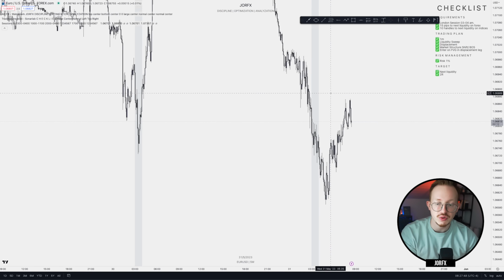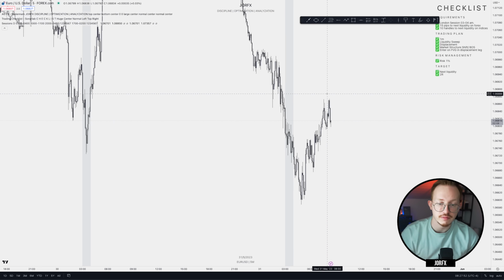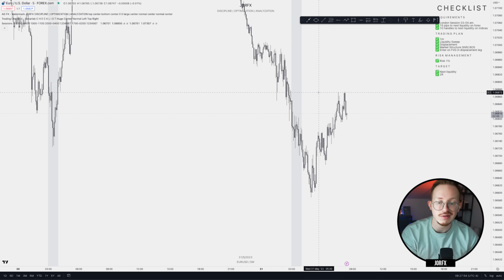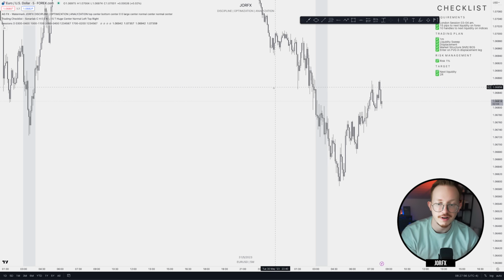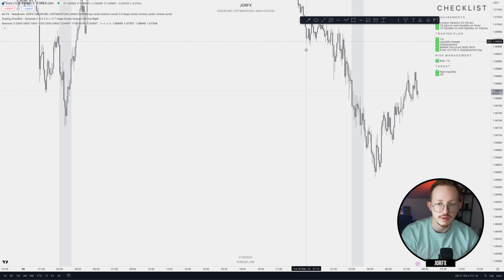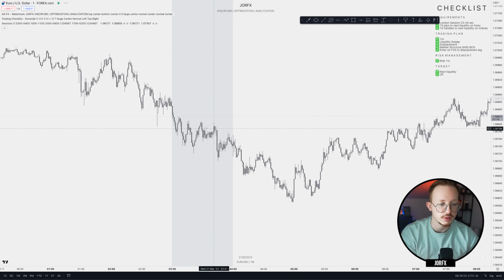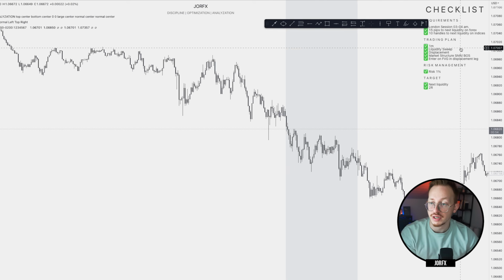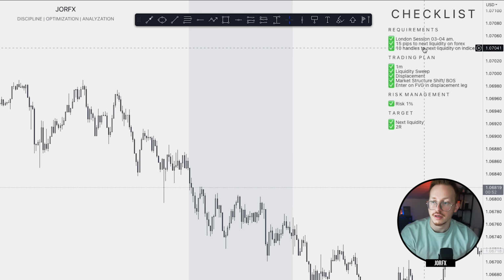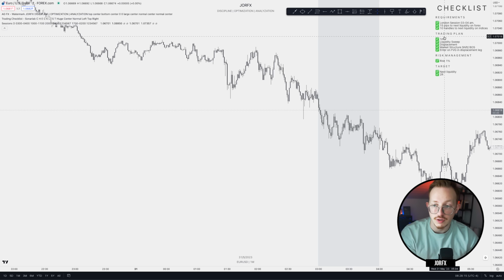We are on Euro USD right now and this is the price action from today. Let's see if we can get a Silver Bullet trade in here. So we're on the 5 minutes right now and I can already see we came in a very large decline today, right? So let's go to the 1 minute real quick. As you can see right here, by the way, the checklist is on the top right again. As you can see, London session 2 to 4 AM, 15 pips to the next liquidity on forex, 10 handles on indices. I like to trade on the 1 minute.